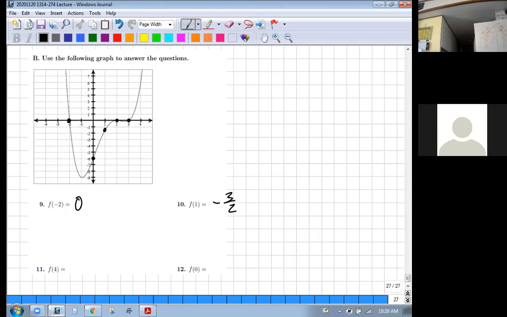All right, f of 4. When x is 4, right there, how far do we go up? We're up here. So f of 4 would be 6. And f of 0, when x is 0, we're down here at -6.